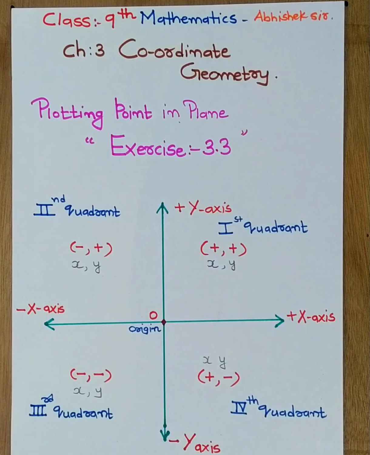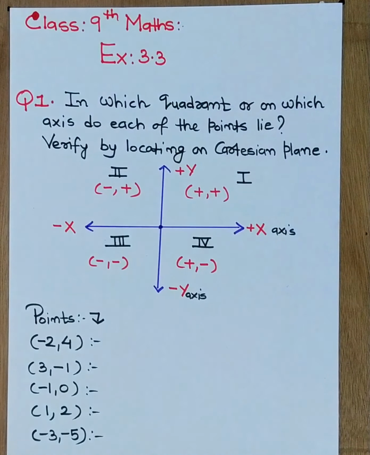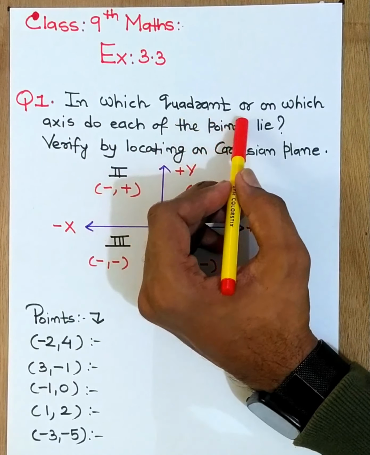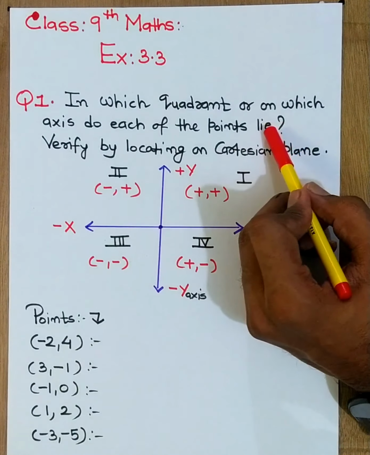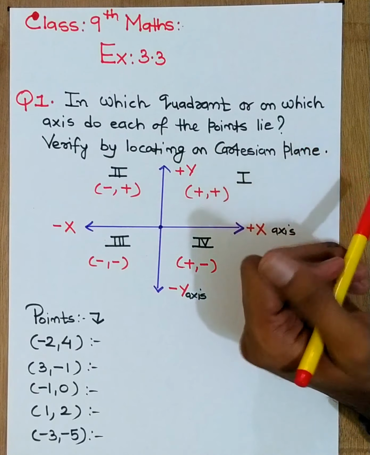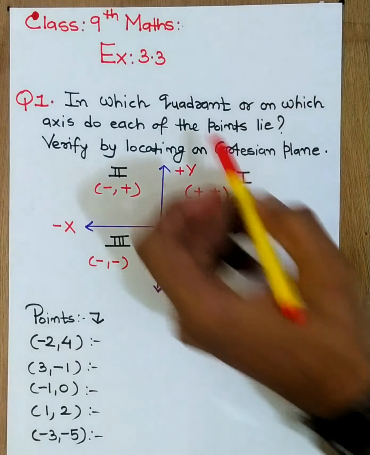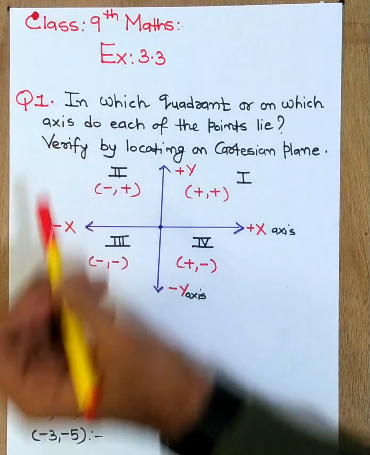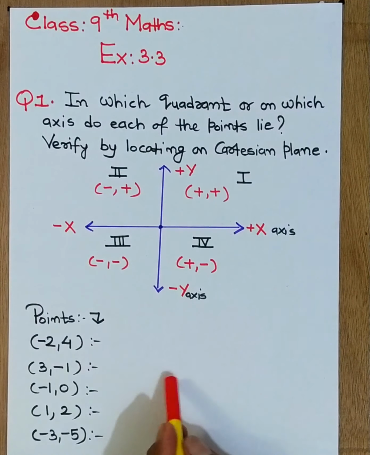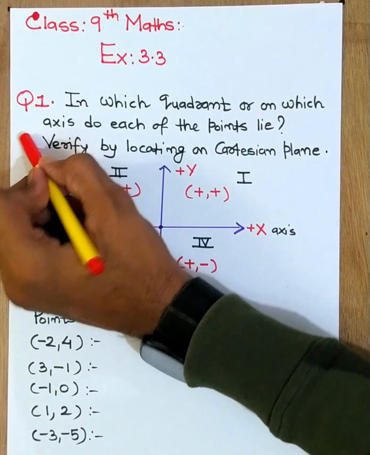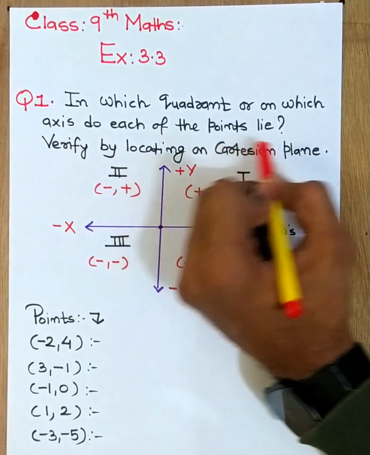Clear? So now let us start question number 1. The question is: in which quadrant or on which axis does each of the given points lie? Verify by locating on the Cartesian plane. So there are two different parts. In the first part they have asked in which quadrant or on which axis, so right now we will write that in the form of words. And then the second part of this question is verifying by locating on the Cartesian plane.